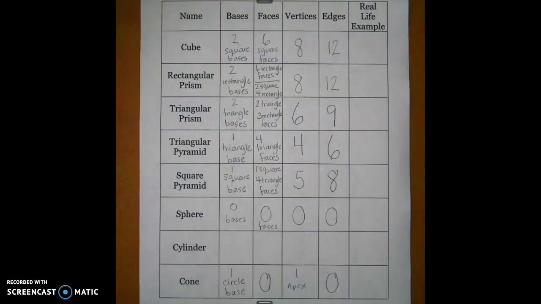I can think of one delicious real-life example of a cone. I would like you to come up with one maybe around your house. If you can't find one around your house, you can always search the internet. I can't wait to see your real-life examples.